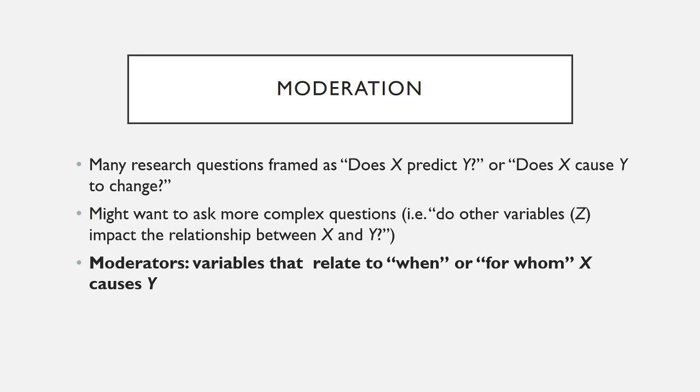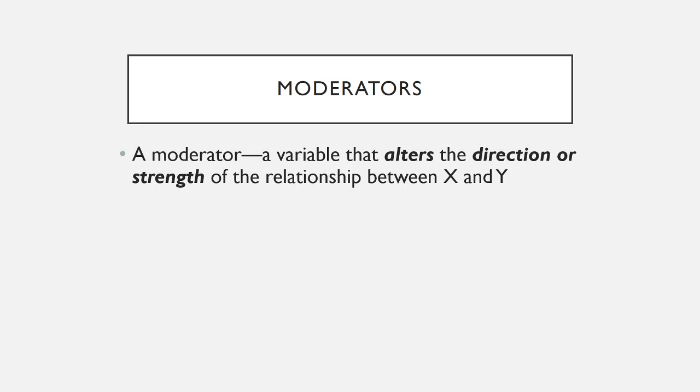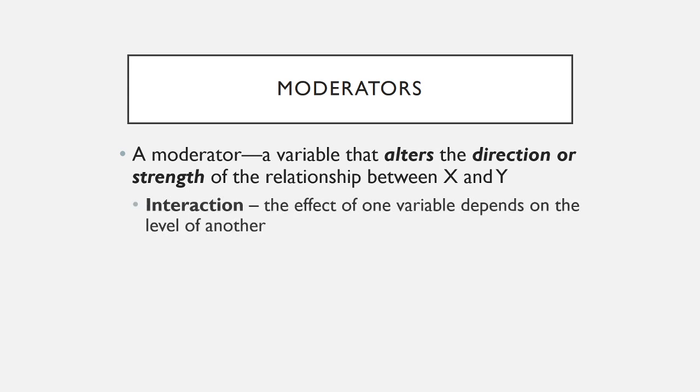So when we think moderation, this is a process where we're asking about when or for whom there's a correlation between x and y. And we predict that for different kinds of people, the for whom is represented as variable z, is going to impact when you find a certain correlation. So as I mentioned, a moderator is going to be any variable that when taken into account, you see an alteration in the strength or direction of the relationship between two variables.